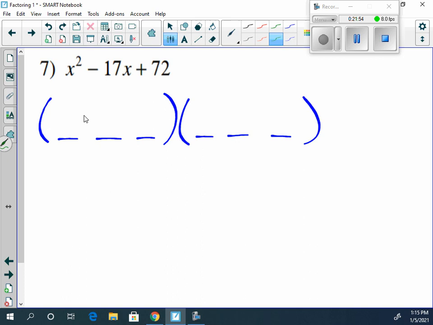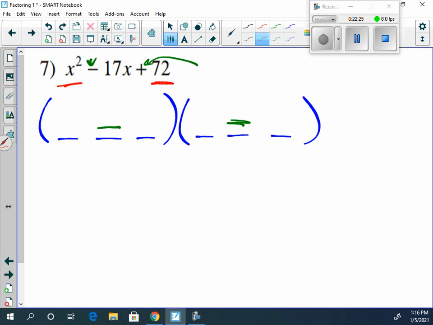Now, step number 3 is define the signs. Since the constant term is positive, the signs are the same, and they match the sign of the middle term. Well, the middle term is negative, so both of these signs are going to be negative. The signs are going to be the same. So that finishes steps 1 through 3.